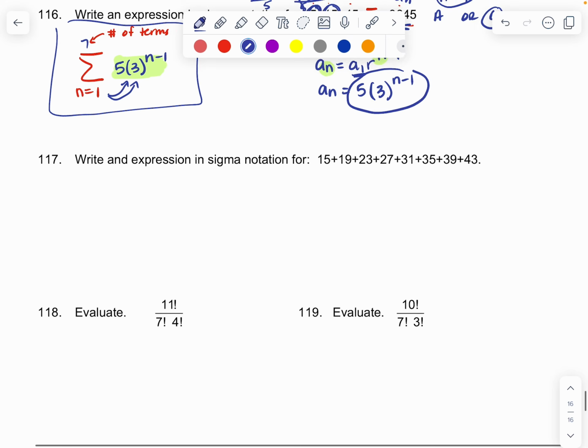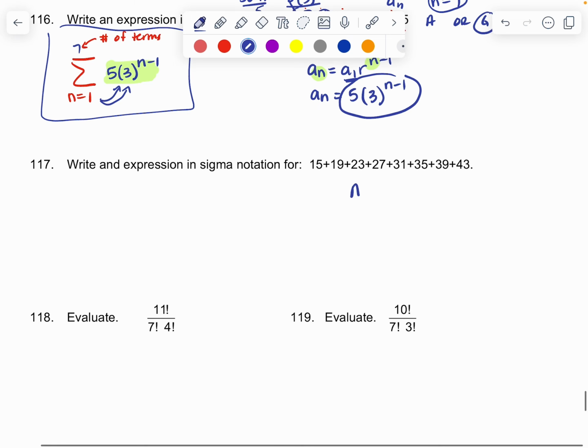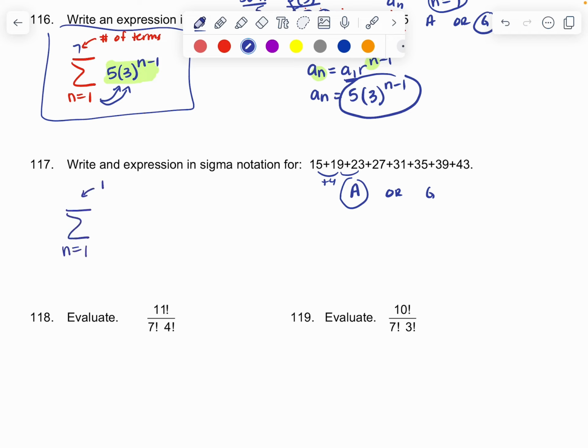Okay, 117, write an expression in sigma notation for 15 plus 19 all the way to 43. Okay, so first, am I arithmetic or am I geometric? So how am I getting from place to place? It looks like I'm adding 4, which means I'm arithmetic. Okay, so sigma notation, n equals 1 to something. Remember, this top number, again, is the number of terms. And in this case, I can just count them. 1, 2, 3, 4, 5, 6, 7, 8. So it's n equals 1 to 8.